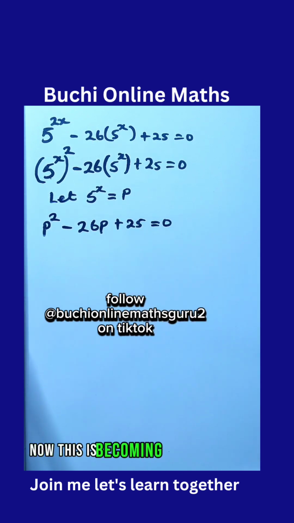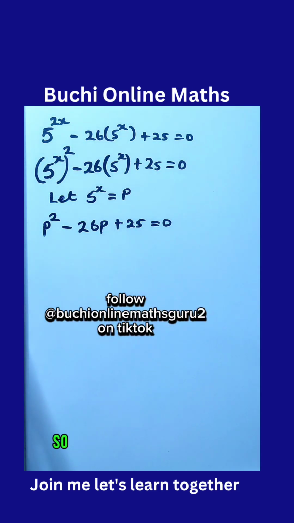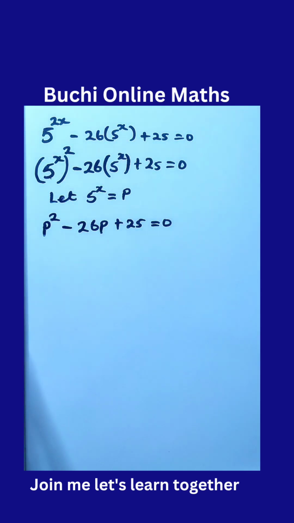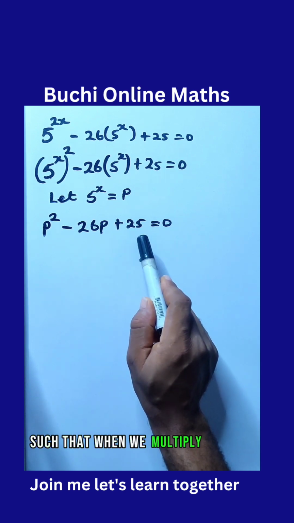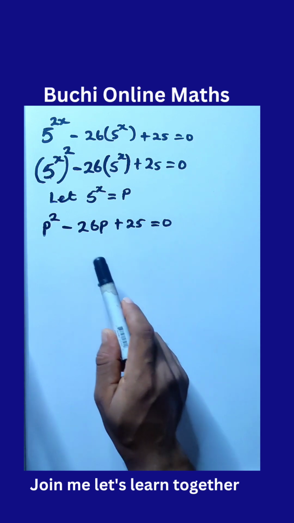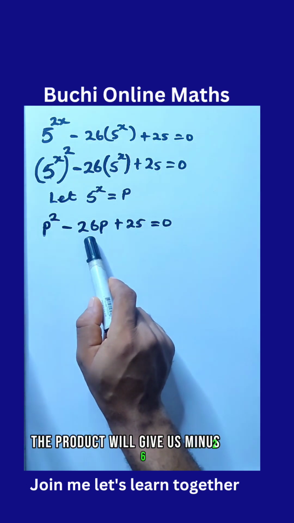Now this is becoming interesting. This is now a complete quadratic equation. So we can use any of the methods of solving quadratic equation to find the value of P. But let us try and use the factorization method. Using factorization method, we look for 2 factors of plus 25 such that when we multiply the 2 factors, the product will give us plus 25, and when we add the 2 factors, the sum will give us minus 26.